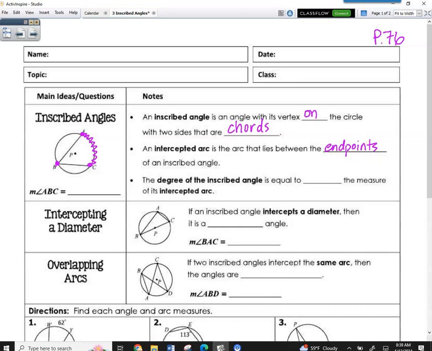So angle, watch how I trace it. Angle A, B, C. If it's an angle, you should be going inside the circle to trace it. Is opening up to form arc AC. Okay? Now, what's the math behind it?